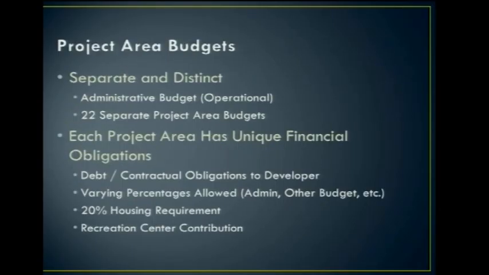So to the budget. Because we have 22 separate project areas, each of those has a separate and distinct budget. There are administrative costs also included in the budget, and those are accounted for separately, similar to how we do in the city budget, where each department has its own individual budget. So each project area has its own unique budget because it has its own unique financial obligations.